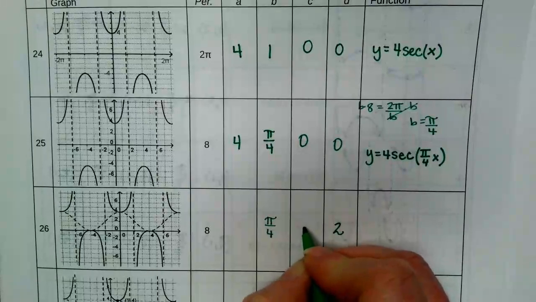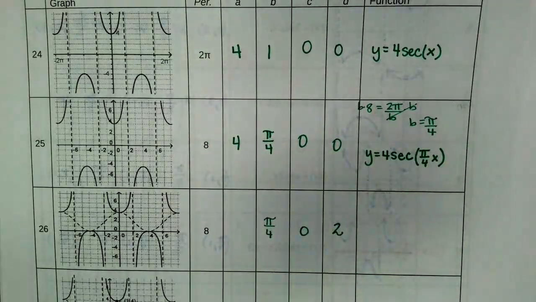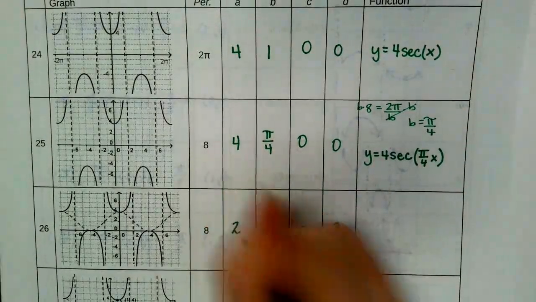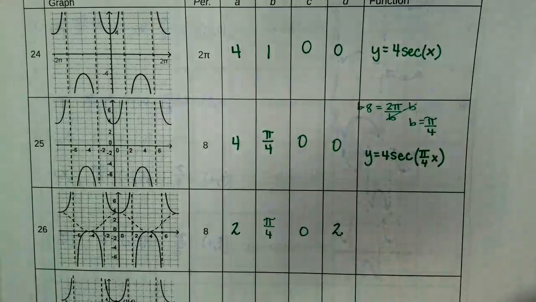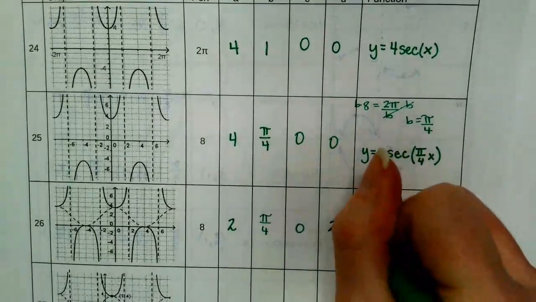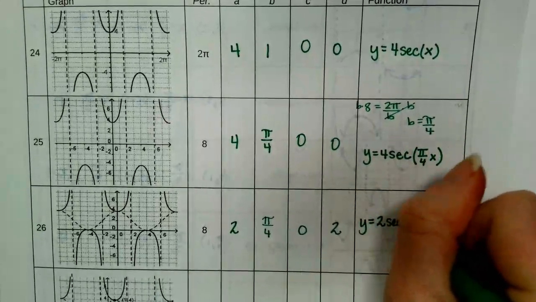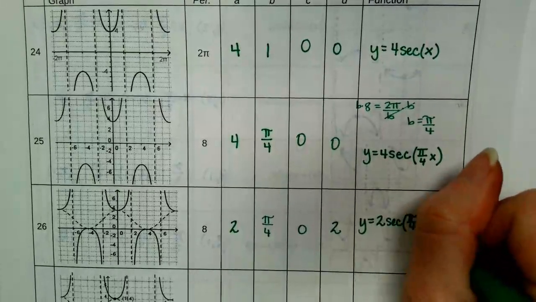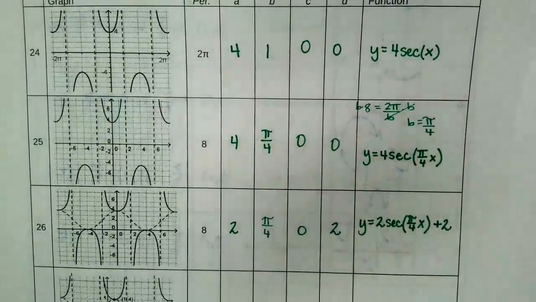So that's 0 again. And what about your stretch this time? If your central axis is now at 2, how much do you have to go up to get to your first valley or your first peak from your central axis? 1, because you normally would be 1. So y equals 2 secant pi over 4x, close your parentheses, plus 2.